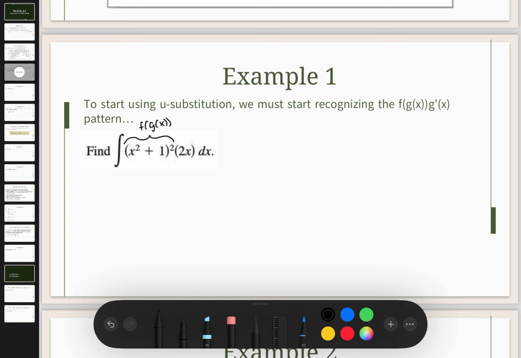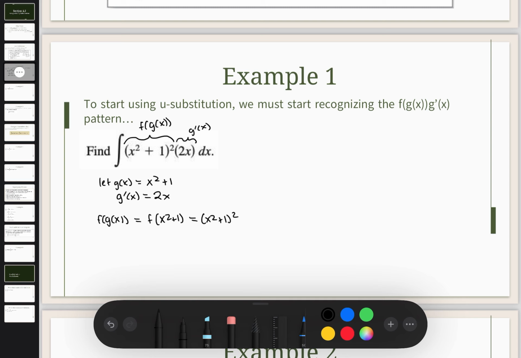Okay, so that g of x is that inside part, x squared plus 1. G prime of x, what would that be? What's my derivative of that function? Oh, that's just 2x. That's exactly what I'm seeing right over here. This is my derivative of that inside function. So f of g of x is f of x squared plus 1. I can see that my f function is just something squared. That is that x squared plus 1 squared.